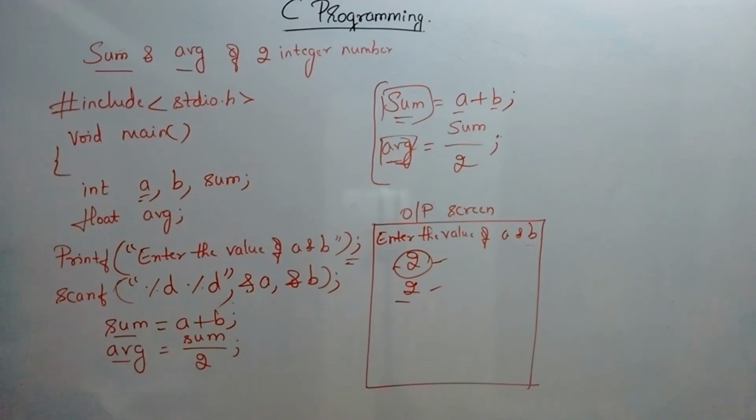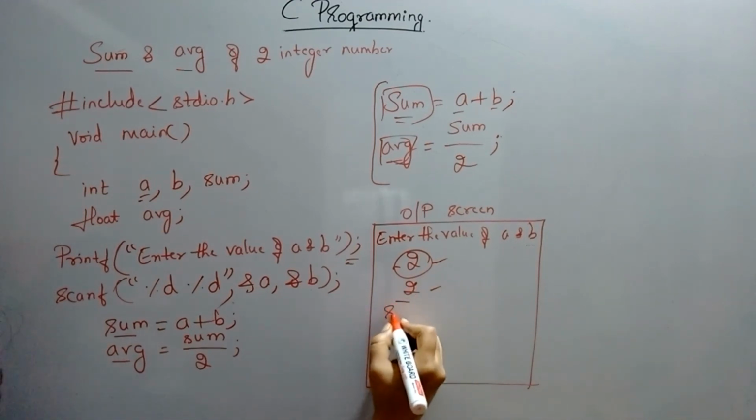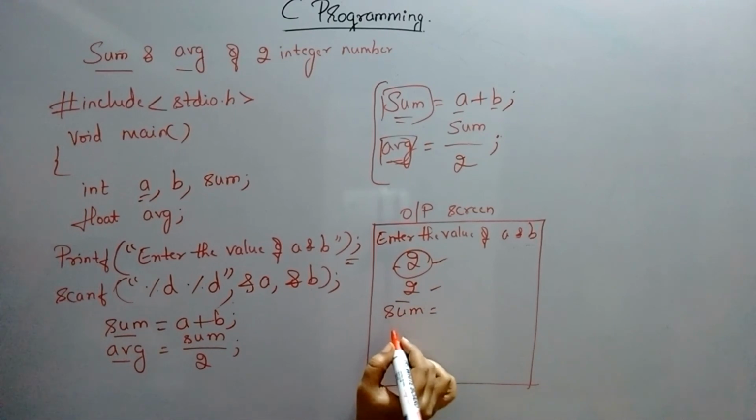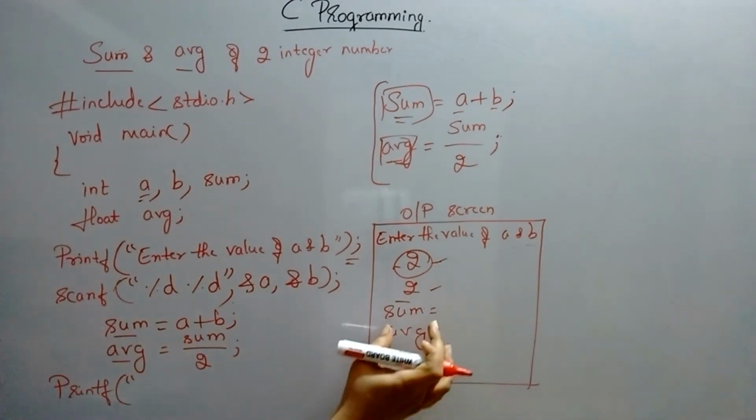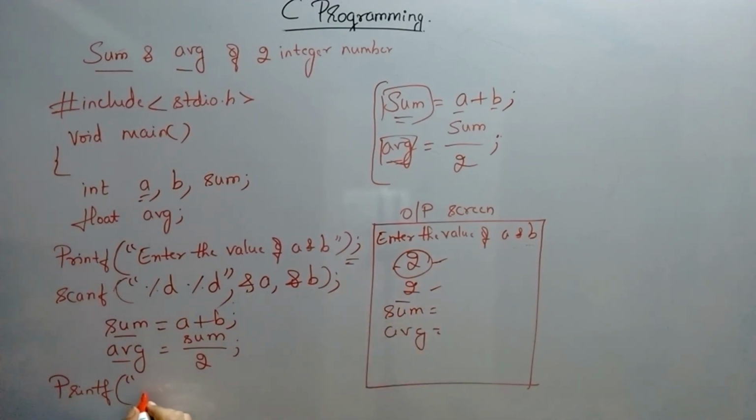It has to display the value of average. To display, what are we going to use? We are going to use the printf statement again. Now to print the values, how should I get it on the output screen? I should get sum is equal to, and I should get average is equal to, right? So how to write the printf statement here now? Printf with an opening parenthesis, within the double quotes, I should get sum is equal to, right? So I am going to write sum is equal to.